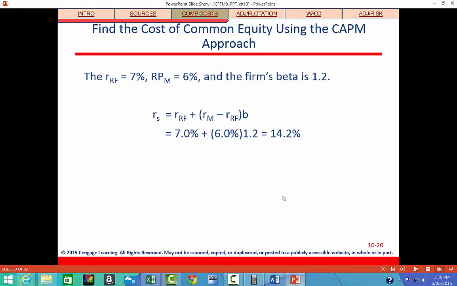So the first method is to use the CAPM. And so you have the risk-free rate, the market risk premium, and the beta. Whenever you see the risk-free rate and beta together, you know you're going to use the CAPM equation. So the risk-free rate is 7%, plus the market risk premium, that means the return on the market minus the risk-free rate, is 6%. They've already subtracted the risk-free rate, and multiply it times the beta, and that equals 14.2%. So we have one estimate for the cost of common equity.